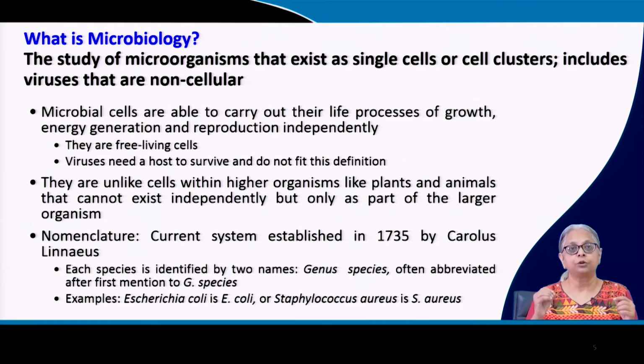If you take a single cell from your body, it's not going to be capable of living independently. Even though our bodies are made out of cells, if you extract a single cell from any human being or any of the other higher organisms, none of them is capable of living independently. Unlike higher organisms, microbial cells are capable of carrying out their life processes. Life processes involve growth, energy generation, and reproduction, and they are capable of doing this without depending on any other cells, even within their own community or within their own species.